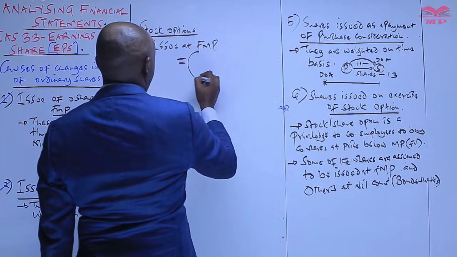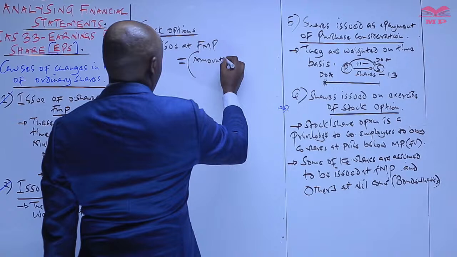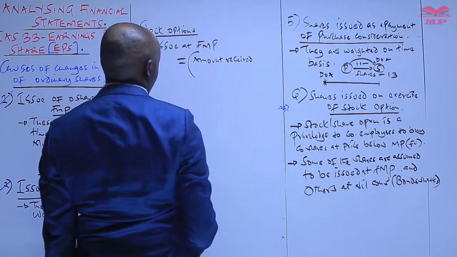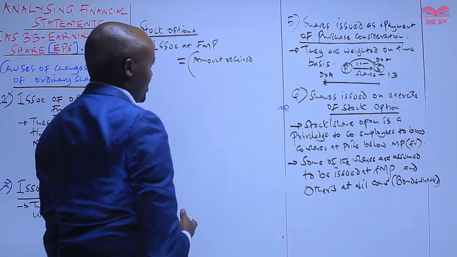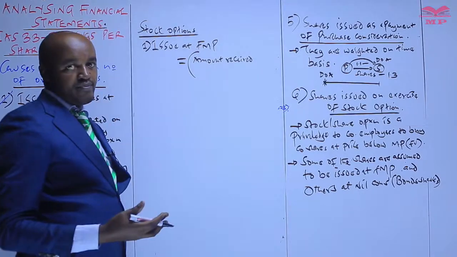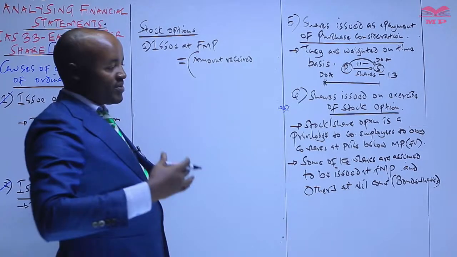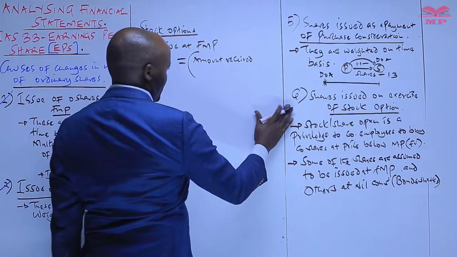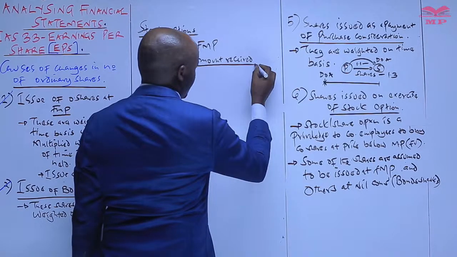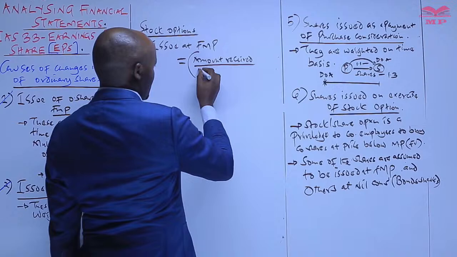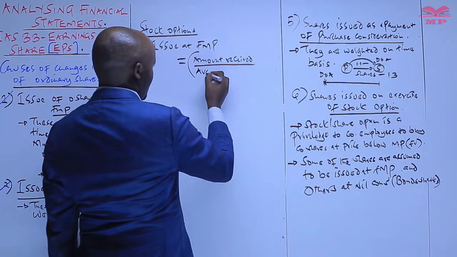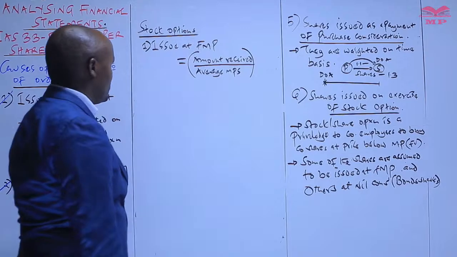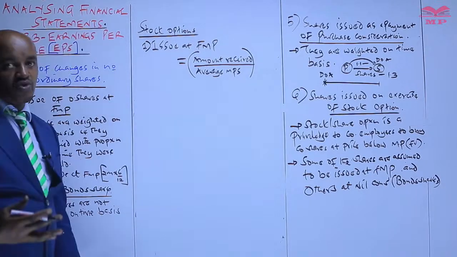One, what we do first of all is to compute the amount received by the company. The amount received by the company will be equal to the shares which were issued to the employees of the company times the price they were to pay per share. The employees were to pay a price of how much per share? So that will give us the amount received by the company, and then divide that by the average market price during that year. So this will give you the shares issued at full market price.